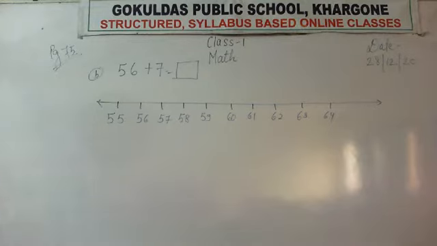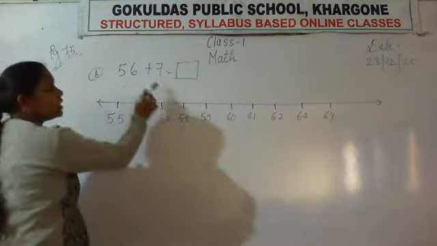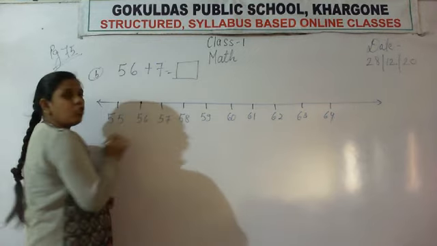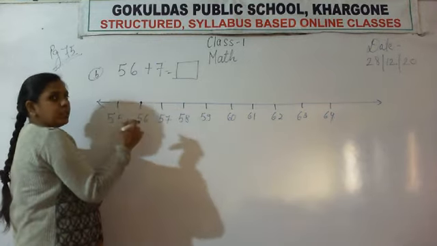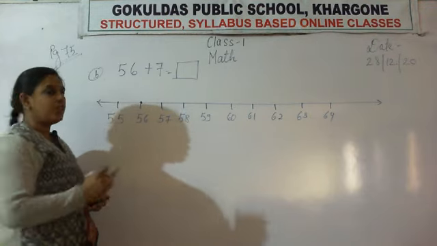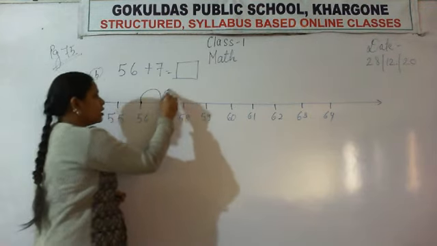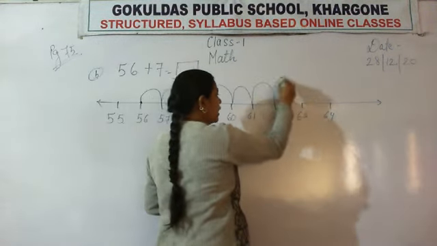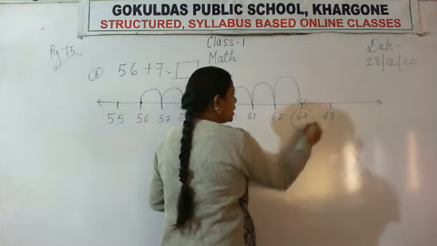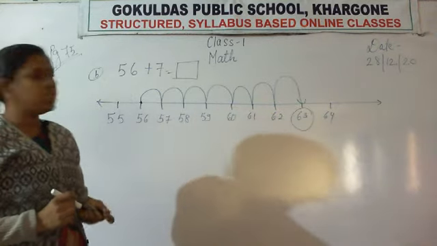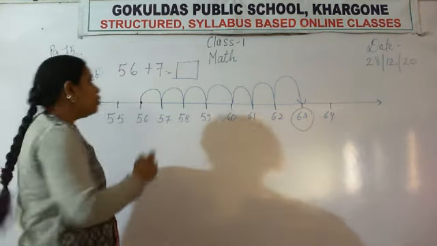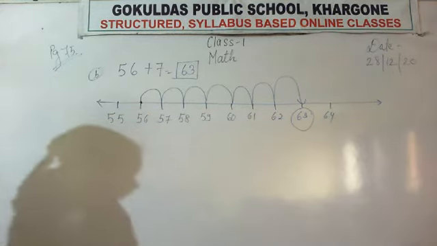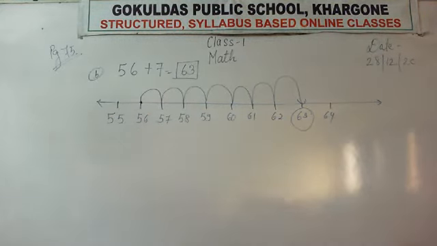Now what is the equation? 56 plus 7. Which number are we on? We are on number 56. Now how many steps do we have to move? 7 steps. We have to move 7 steps forward. So count 7 steps: 1, 2, 3, 4, 5, 6 and 7. We reach number 63. So the answer of 56 plus 7 is 63. So write here 63.